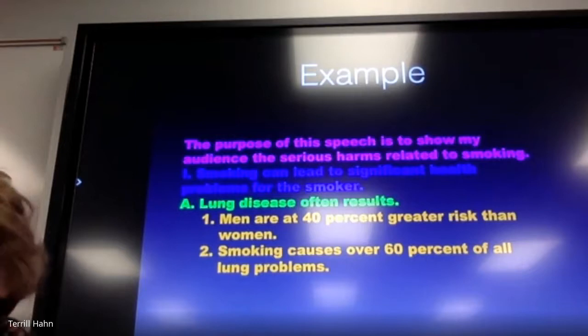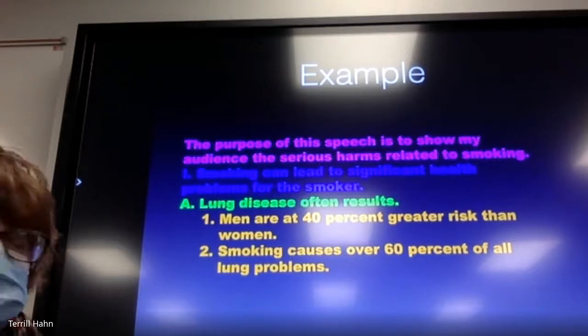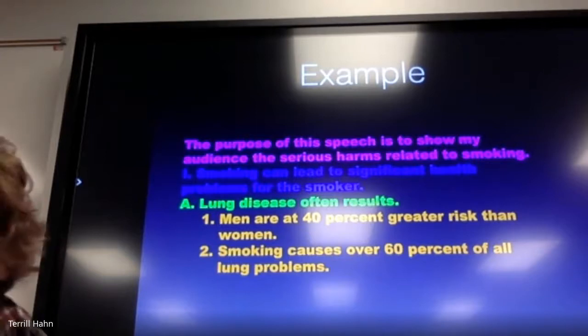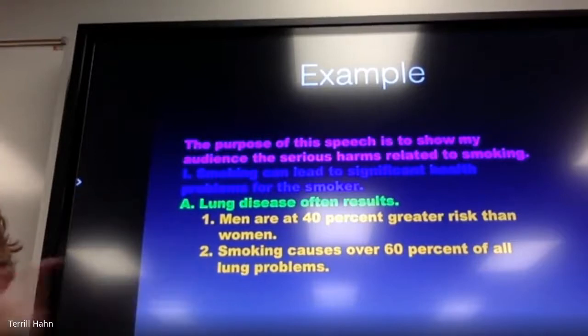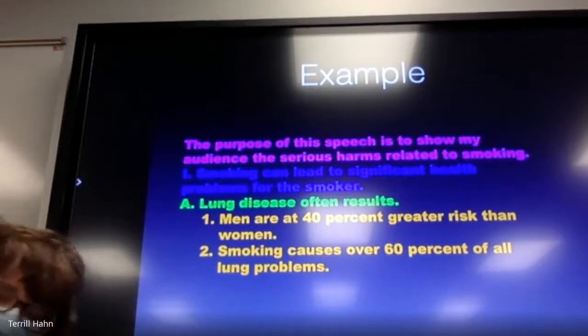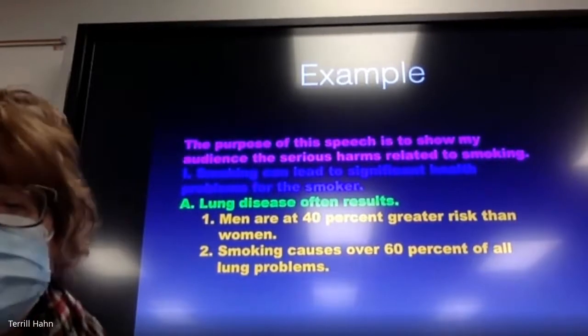I know anytime I have to go see a doctor for something, are you a smoker? I always get asked that question, because it affects everything. It can affect your heart, it can affect your lungs, all these things. If you're diabetic, yeah.